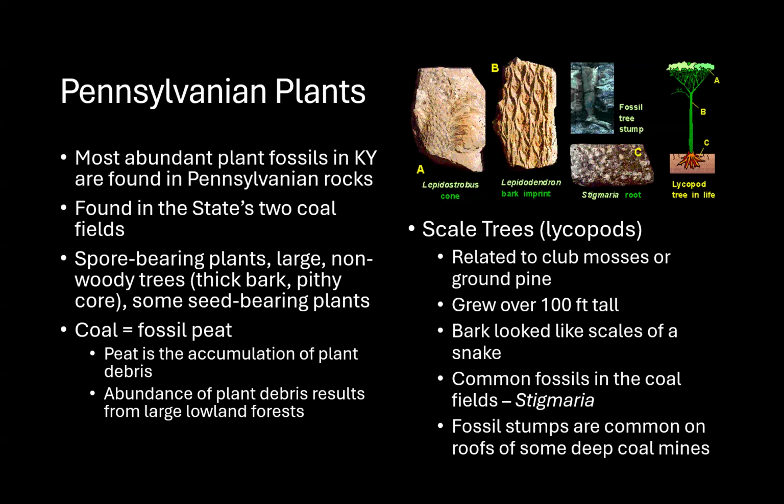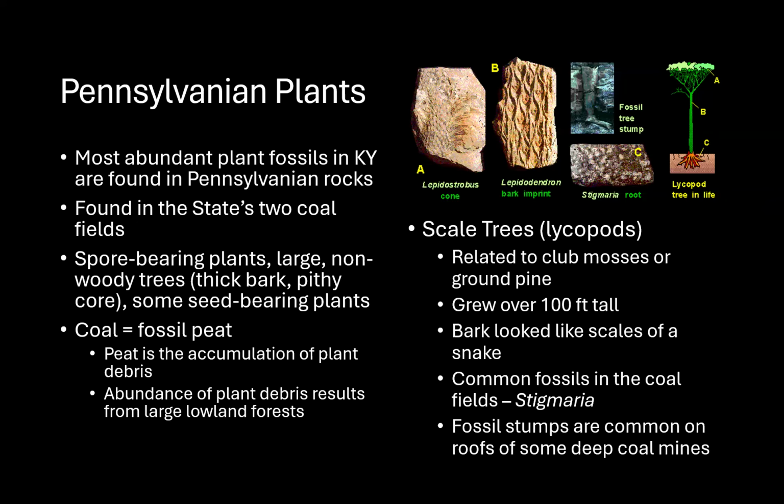And why it was called a scale tree, you can see here in the picture in B, is what the bark looked like. It was called a scale tree because the bark resembled the scales of a snake. So it's pretty cool. And you can even see the cone that it produced in A, the cone, the bark, and also the root, to gauge the full structure of what this plant was.